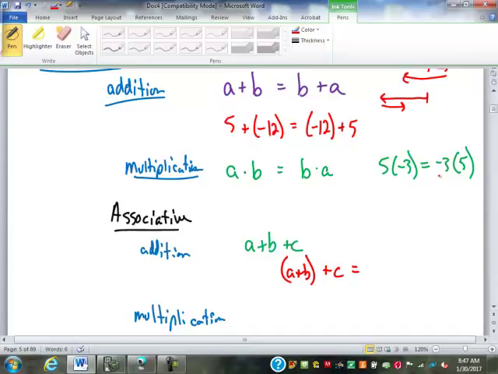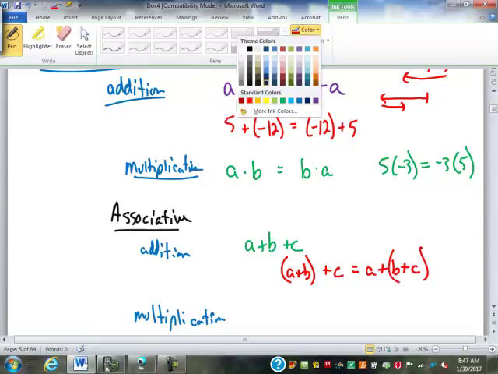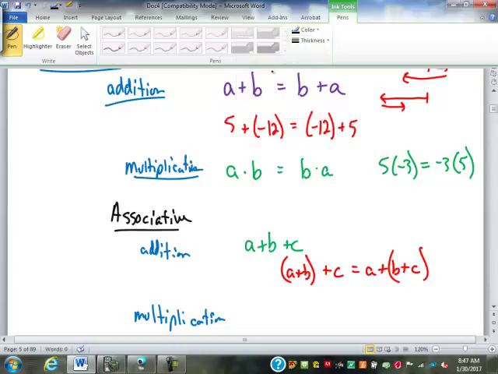But the associative rule says if it's all addition, I can add the last 2 first if I want to, and it doesn't change anything. And again, the A, B, C, all that's saying is I can put any numbers I want to. I can randomly pick numbers. I could do A is 5, B is 27, and C is negative 3. Well, 5 plus 27 is 32, plus a negative 3 is 29. Well, if I have 5 plus, and then I do the 27 plus negative 3 first, 27 plus negative 3 is 24. 5 plus 24 is still 29. I do get the same result.